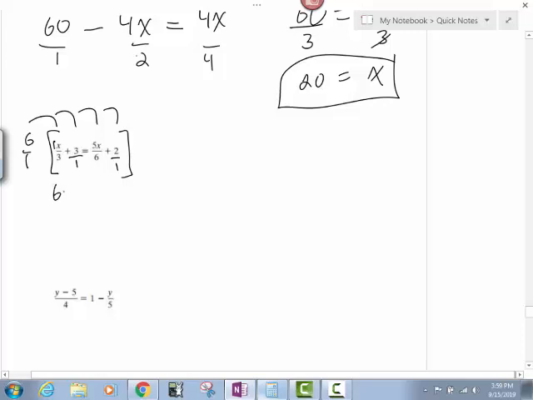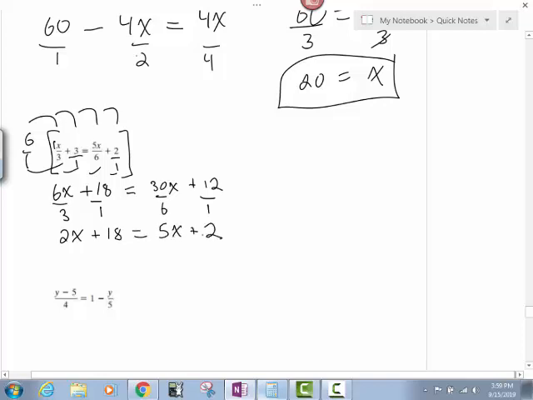So 6 times 1x is a 6x. 6 times 3 is an 18. 6 times 5 is a 30 with an x. 6 times 2 is a 12. Okay? Remember, since the bottom numbers are getting multiplied by 1, they stay as they are, right? Okay. So now let's see. We have 6 divided by 3, 2x, plus 18 equals 5x plus 2.